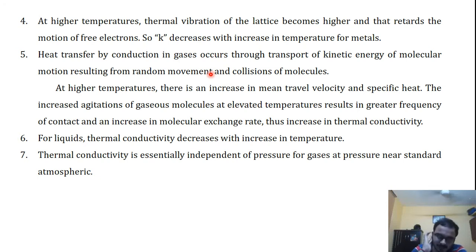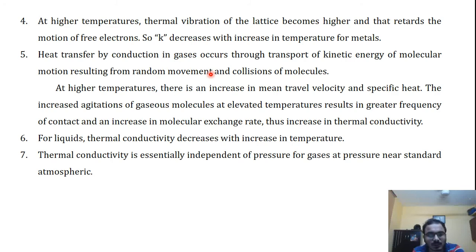Seventh point is, thermal conductivity is essentially independent of pressure for gases whenever the pressure is near standard atmosphere. So thermal conductivity is independent of pressure for gases at pressure near the standard atmospheric.